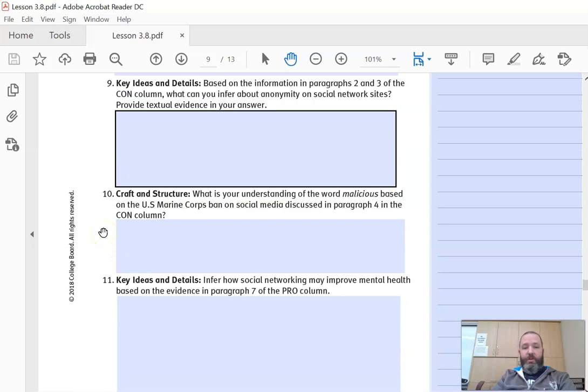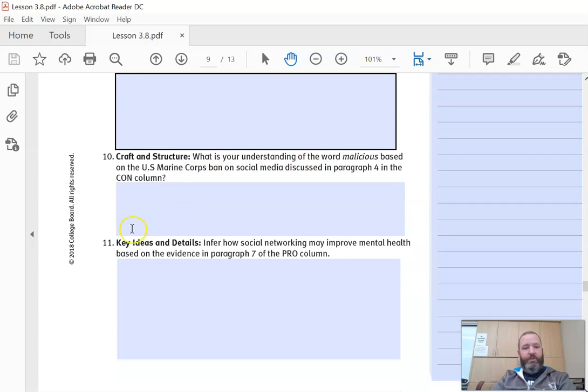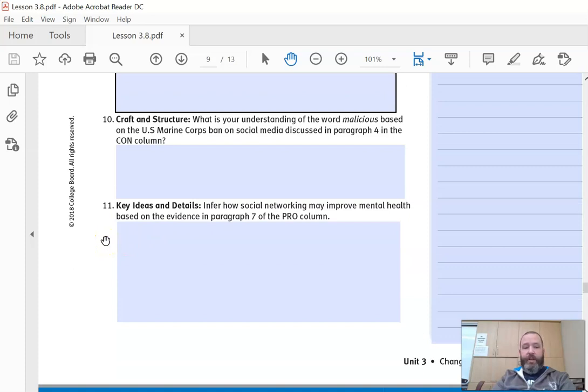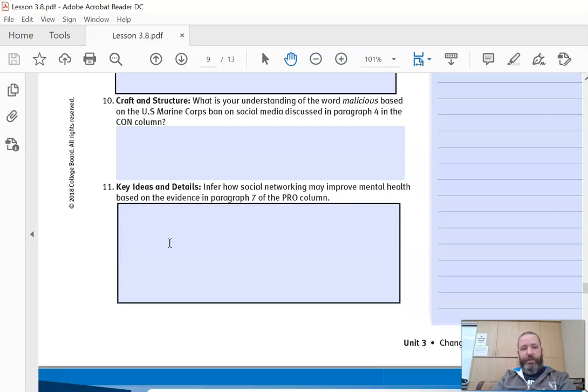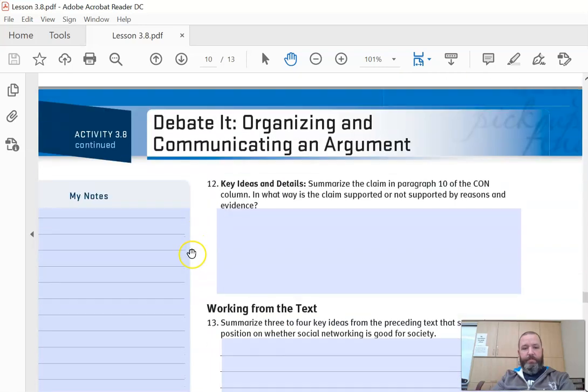Number 10, what is your understanding of the word malicious based on the U.S. Marine Corps ban on social media discussed in paragraph 4? So once again, using those context clues. Number 11, infer how social networking may improve mental health based on the evidence in paragraph 7 of the pro column. So I like how this is going back and helping you look at pieces of information and making inferences about them and how you could possibly use them in an argument.